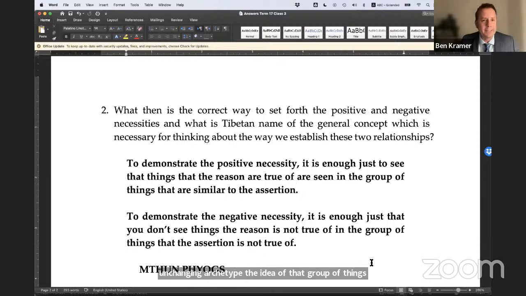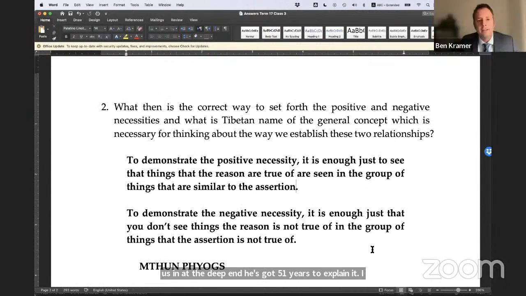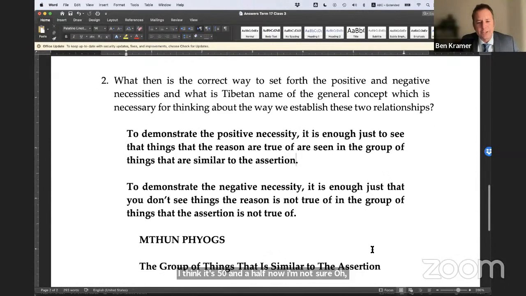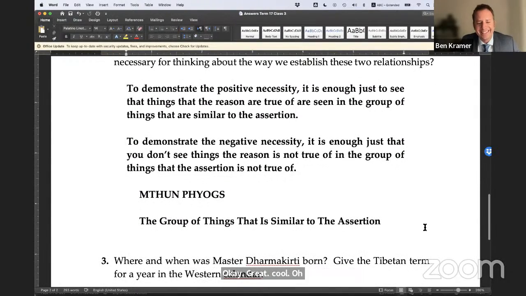He's throwing us in at the deep end. He's got 51 years to explain it. I think it's 50 and a half now. I'm not sure. Oh, good. Great. Cool. Oh, here, this is what you deserve after that punishment.